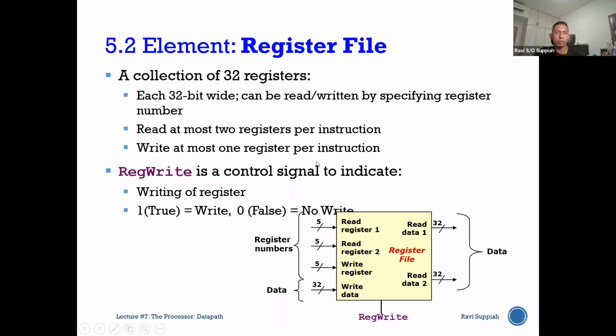This register file is a collection of the 32 registers that we talked about. What it allows us to do is read 2 registers and write 1 register. So why must it read 2 registers? Because of the R-type instructions, where we are able to read 2 registers. The 2 registers that we are going to read, we specify, and the data comes out here.